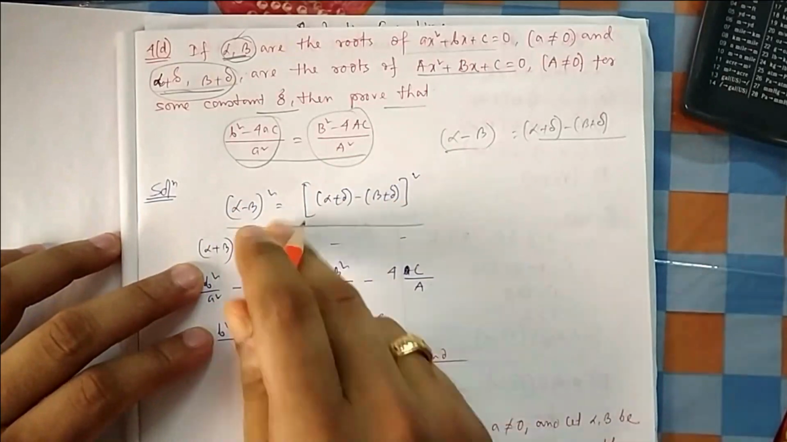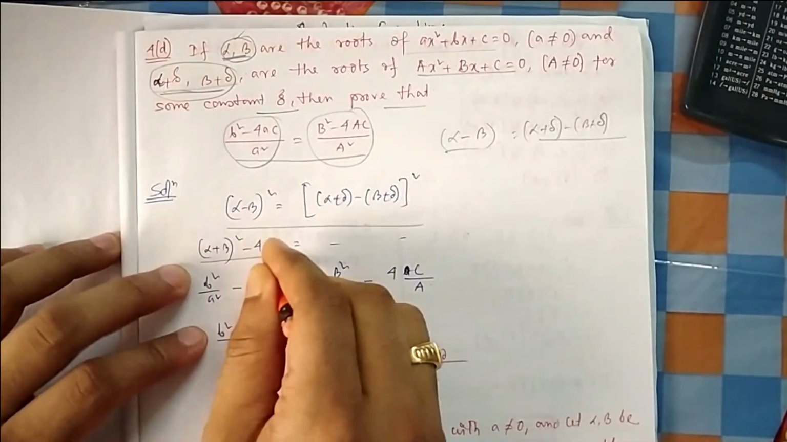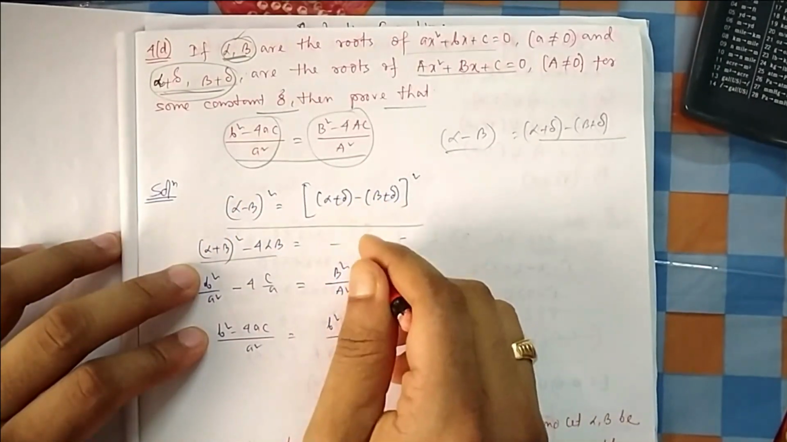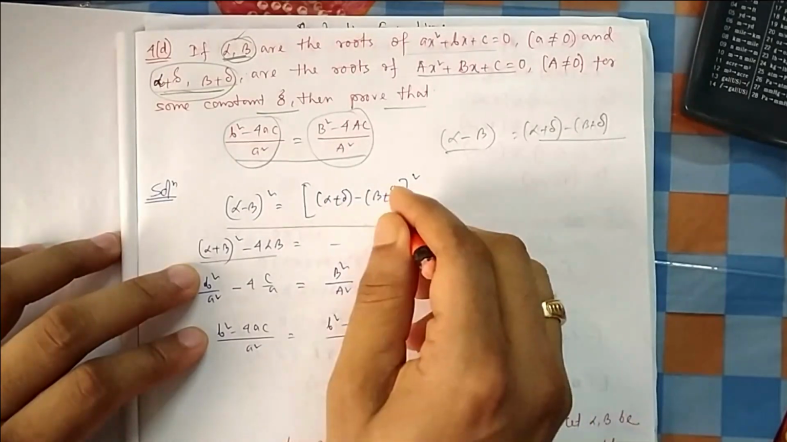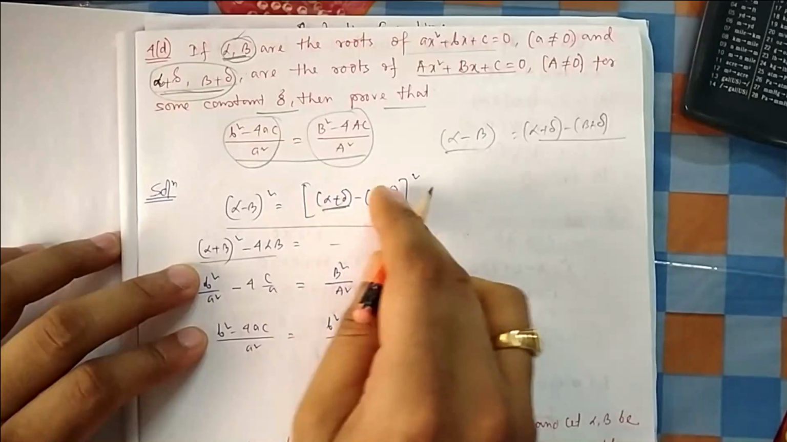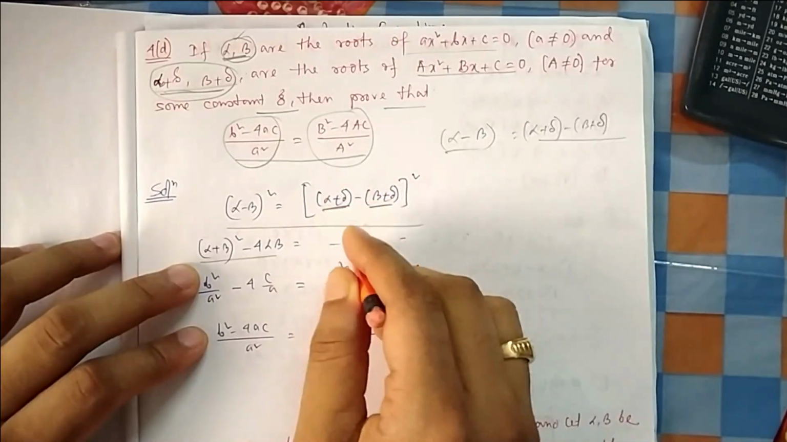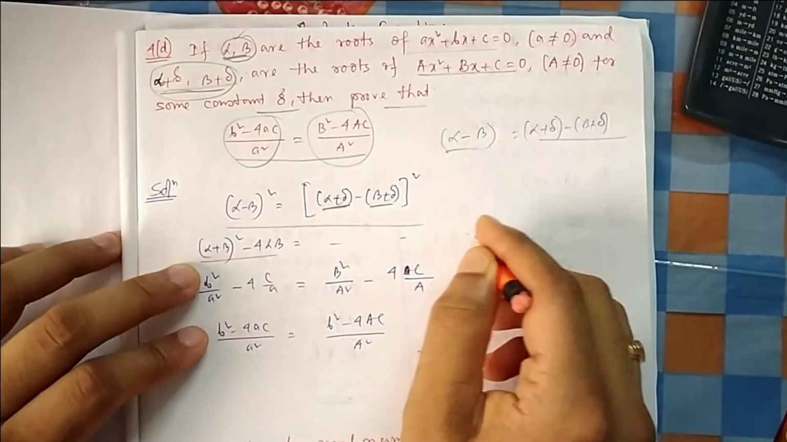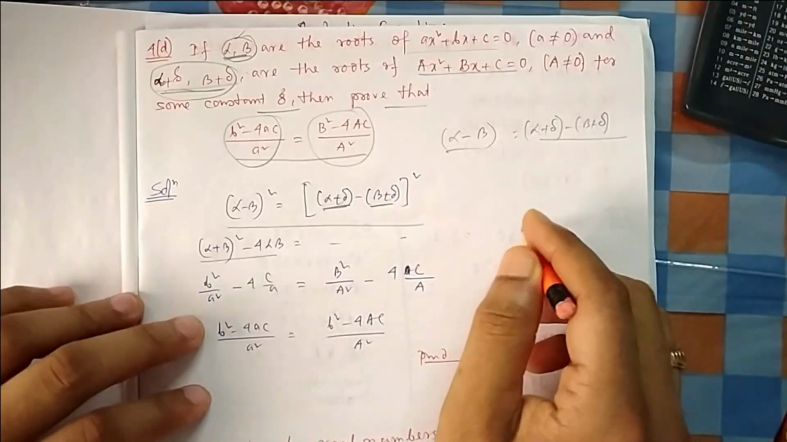Now you take the whole square. Now the rest of the things become very easy. a minus b whole square is a plus b whole square minus 4ab. The same thing will be here also: a minus b whole square will be a plus b whole square minus 4ab. So alpha plus delta plus beta plus delta whole square, minus 4 into alpha plus delta into beta plus delta.